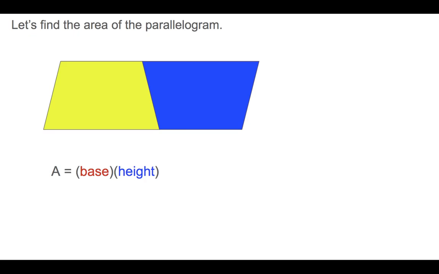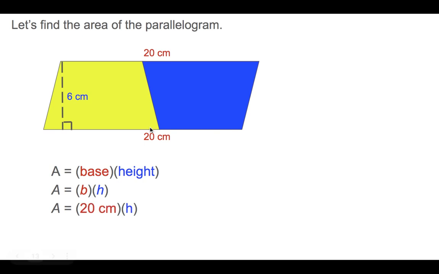So now we can find the area of the parallelogram, and the formula is the base multiplied by the height. So let's say that the bottom is 20 centimeters and the top is also 20 centimeters. And we'll say that the height is 6 centimeters. So the base multiplied by the height. The base is 20 centimeters and the height is 6 centimeters. So the area of the parallelogram is 120 square centimeters.